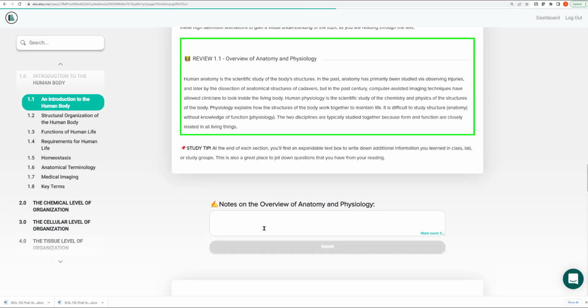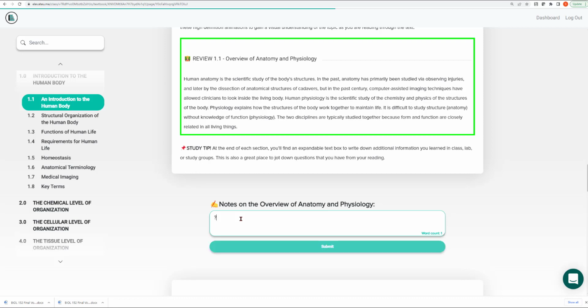At the end of every chapter, there's a place for you to add additional notes. So in addition to your ability to add notes over here, you also have the opportunity to add notes down here. And these notes also will be saved if you push submit. So if you want to say, anatomy or physiology, or another way to use this space would be, I don't quite understand.